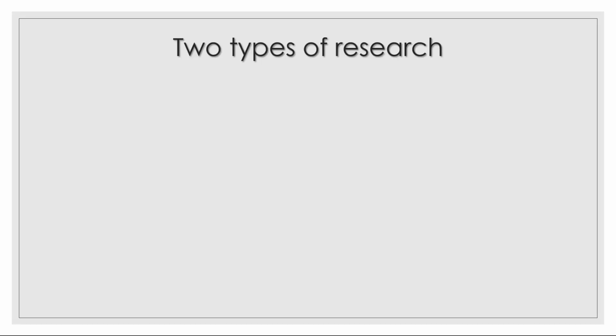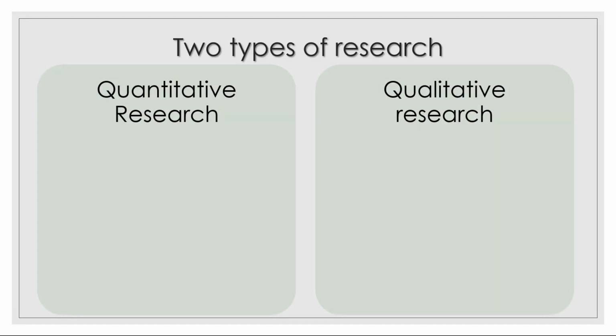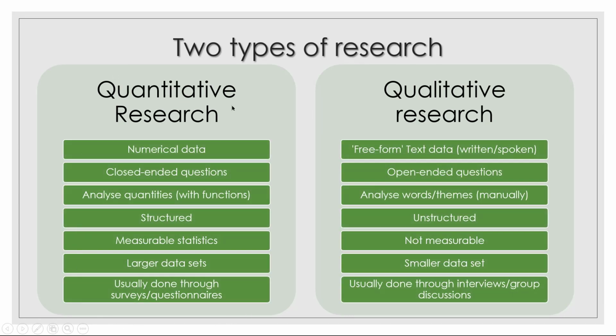Now, first off, there are two types of research. You get qualitative and quantitative research. We are actually focusing on the quantitative research, where we get numerical data, we ask closed-ended questions so that we can analyze quantities with functions. Even though we can ask things like yes or no, or what they like or don't like, we can still analyze the quantities because we can get numerical data from that. So we have structured data sets that give us measurable statistics, and these are usually done through surveys or questionnaires. And we aim to get larger data sets.